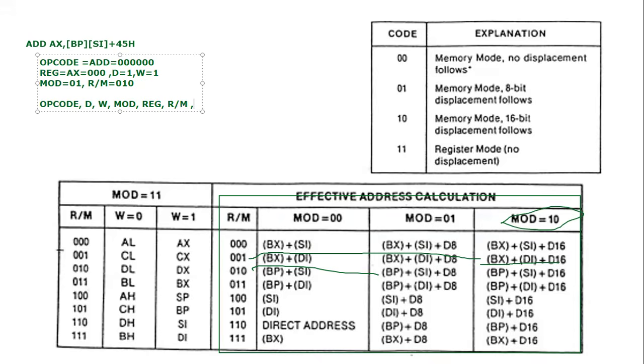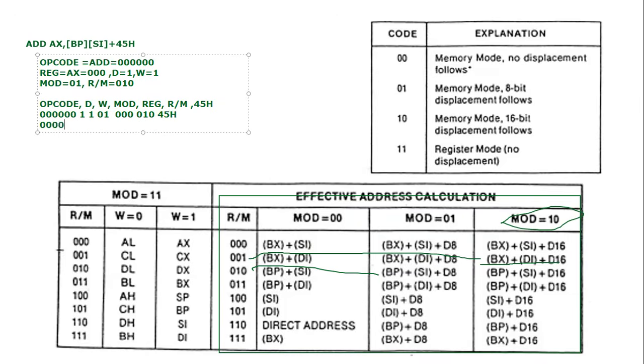Now we will write them in order: opcode, D, then W, then mode, then register, then R/M, then we will put some displacement. We have only given an 8-bit displacement, which is 45 hex, right? So opcode is 000, D is 1, W is 1, mode is 01, register is 000, R/M is 010, and then 45 hex.